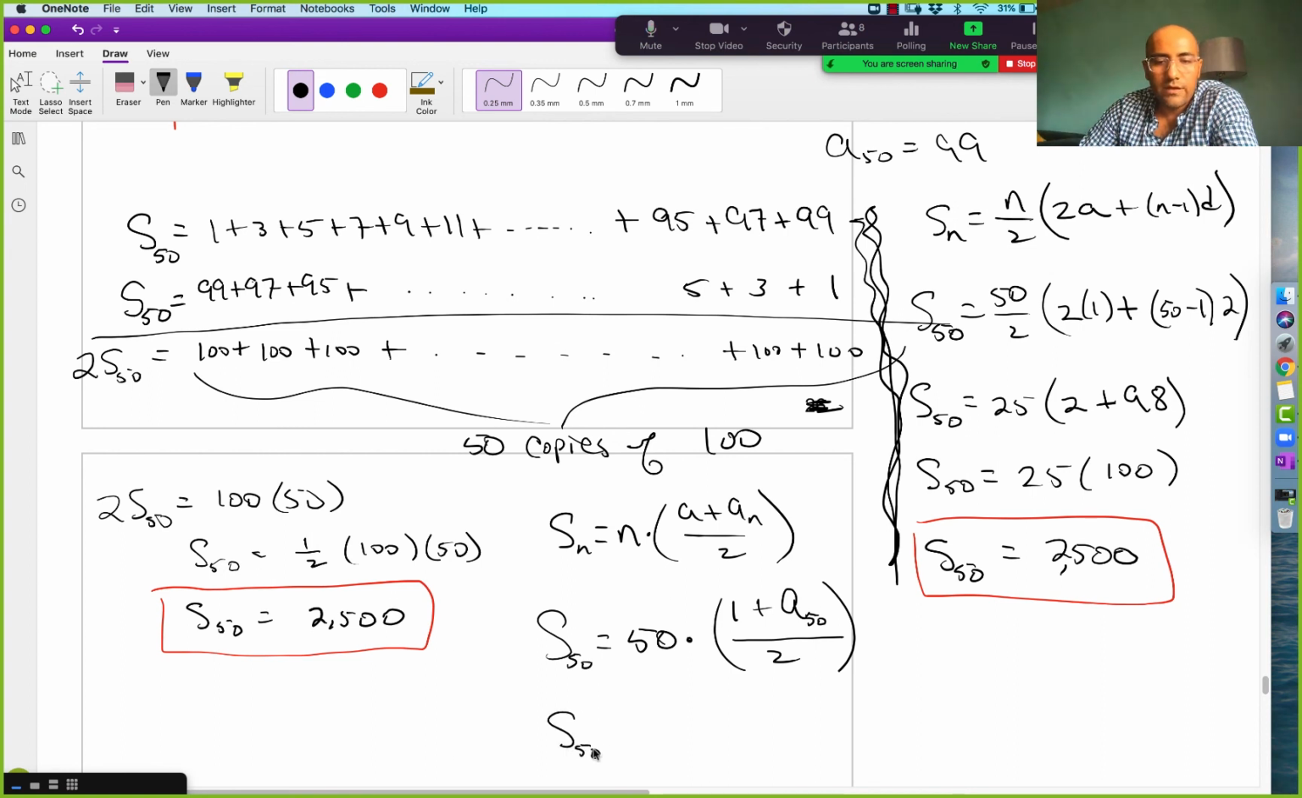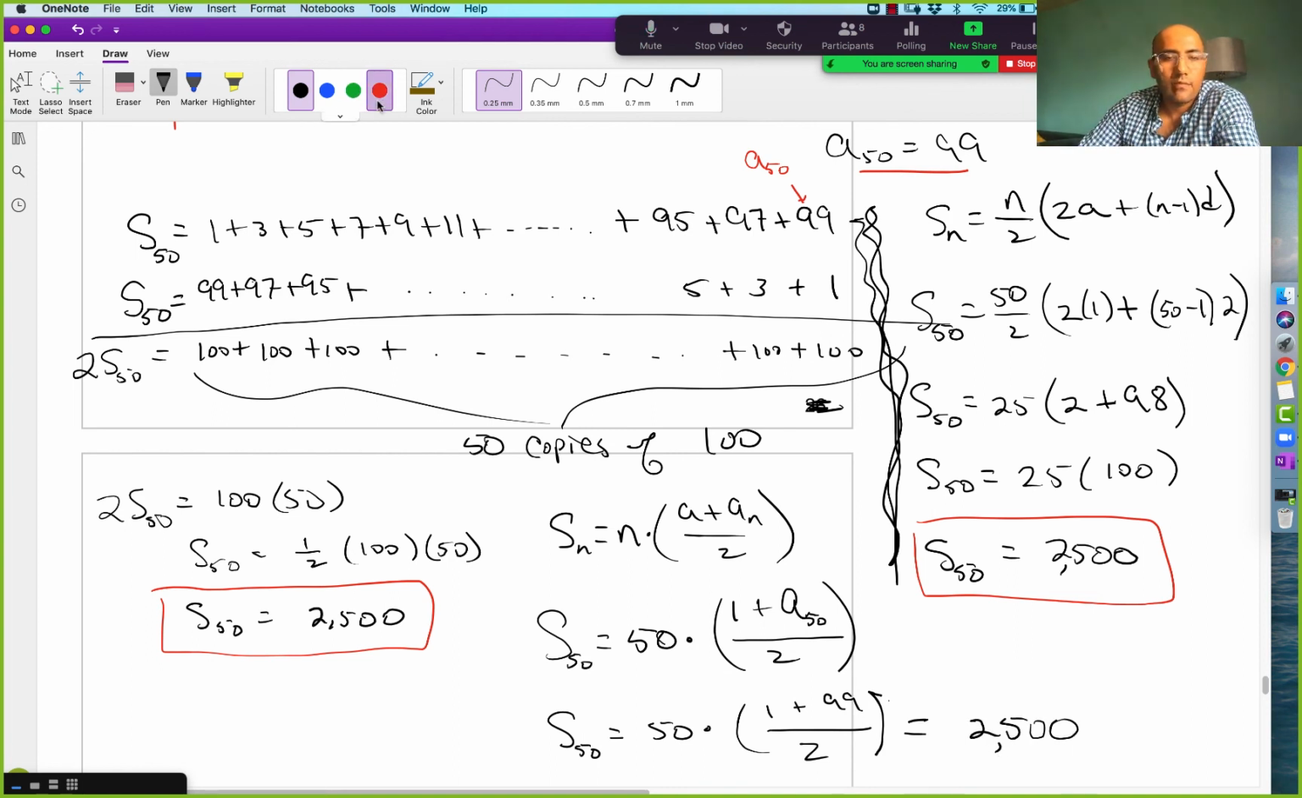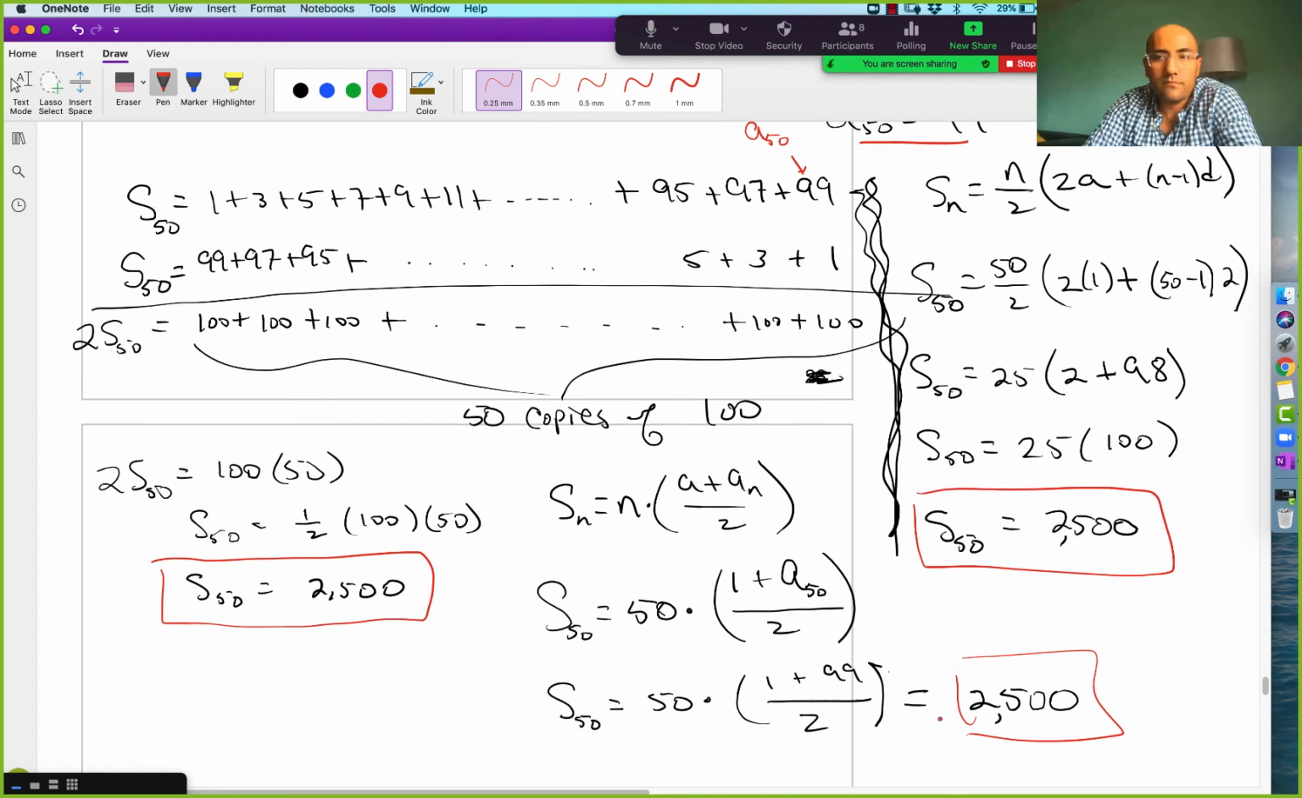So S sub 50 is equal to 50 times 1 plus 99, right? 99 is the last number in my sequence. This is a sub 50, right there. And the whole thing divided by 2. So I'll get 100 divided by 2, which will give me the same answer, 2500. Same answer. Okay, any questions? Questions?